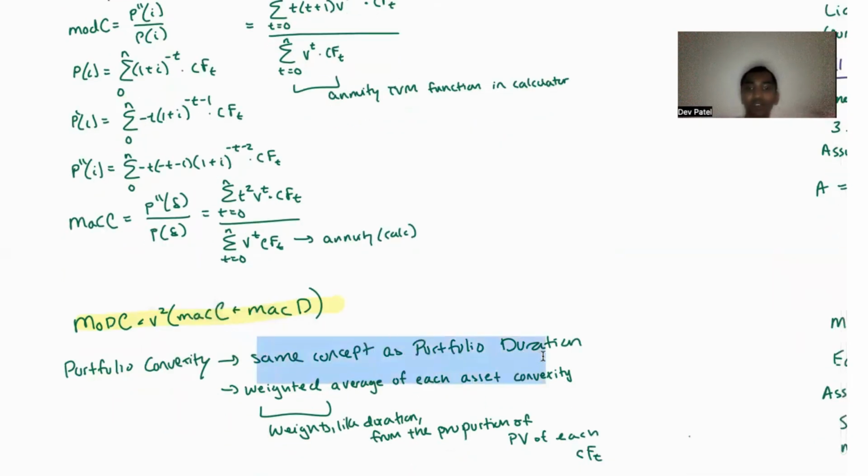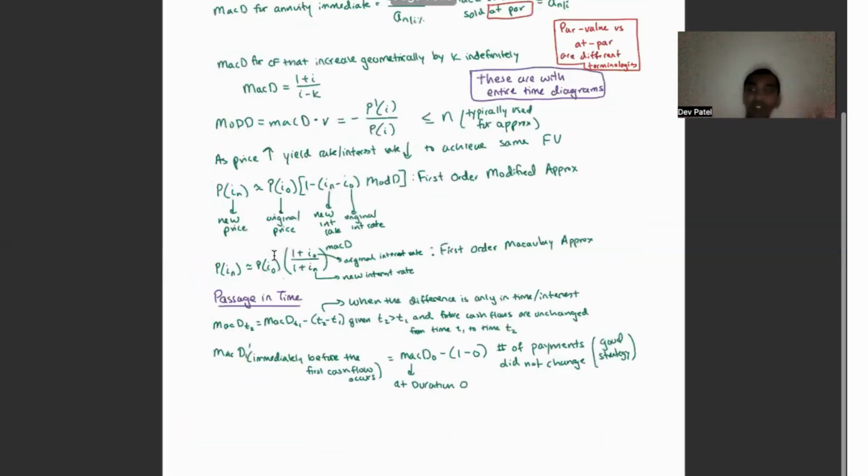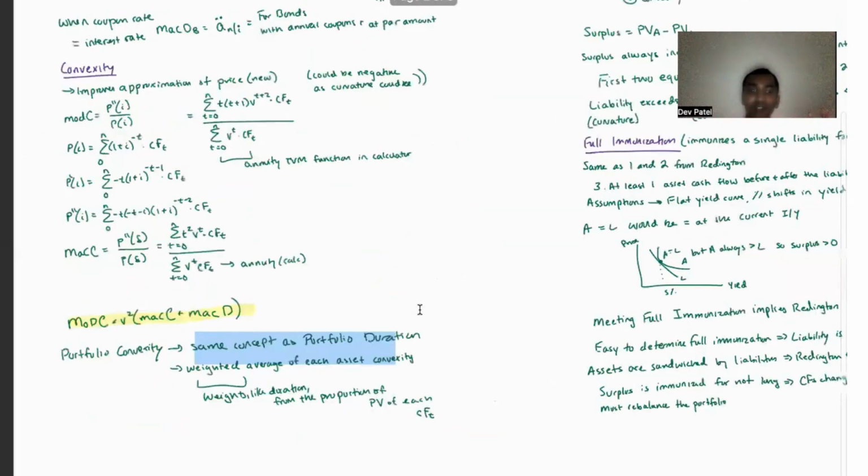Portfolio convexity is the same concept as portfolio duration, and it's the weighted average of each asset convexity. Instead of the weighted average of each asset duration, it's the weighted average of each asset convexity. And the weights, like the duration, come from the proportion of present value of each cash flow.